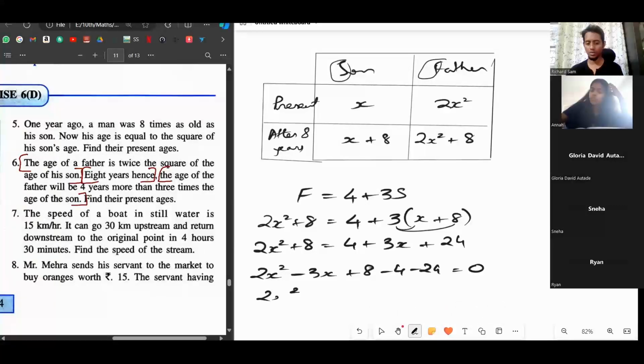So we have 2x square minus 3x. 8 minus 4 is 4, and 4 minus 24 is minus 20. Okay, so this is your quadratic equation: 2x square minus 3x minus 20 is equal to 0. Did anyone get this? You can't make this smaller because 3 is there. You can't divide it by anything.